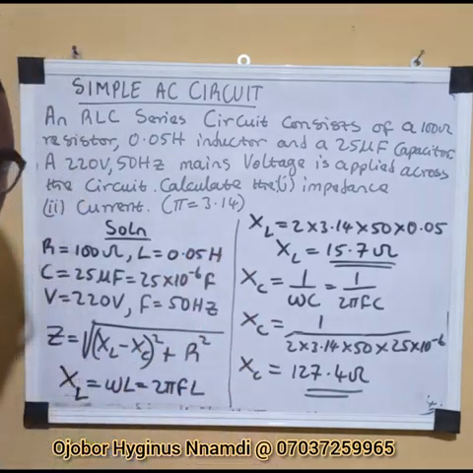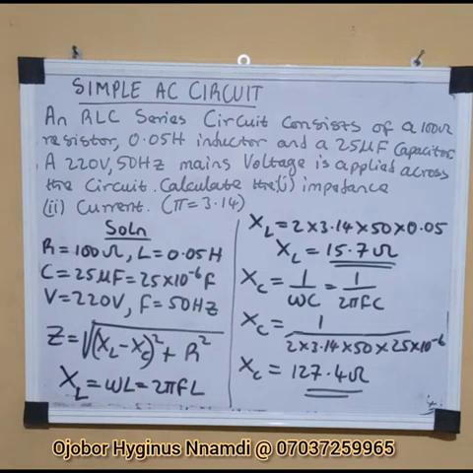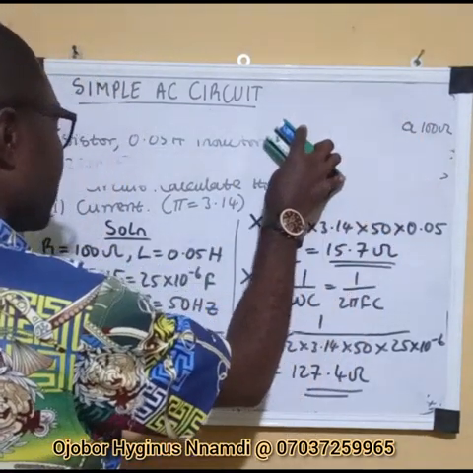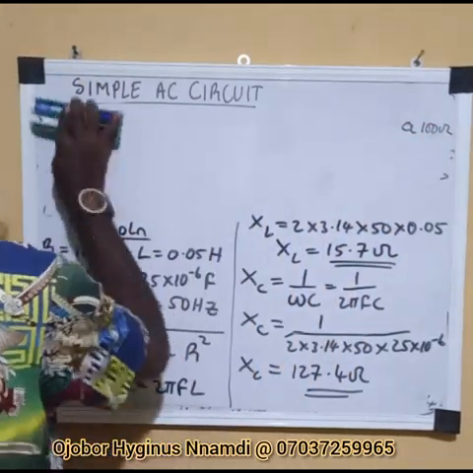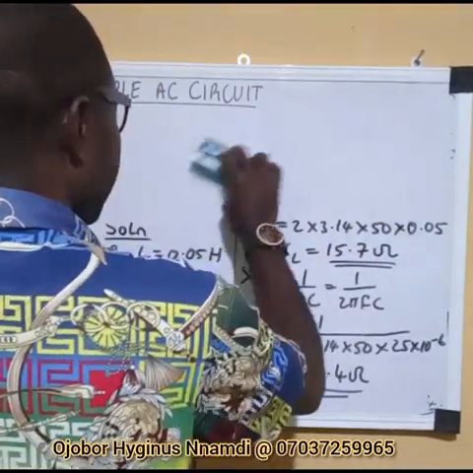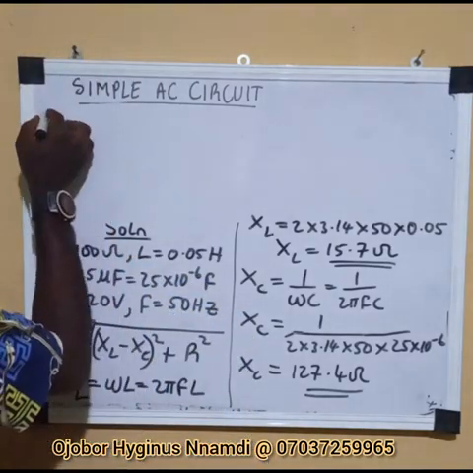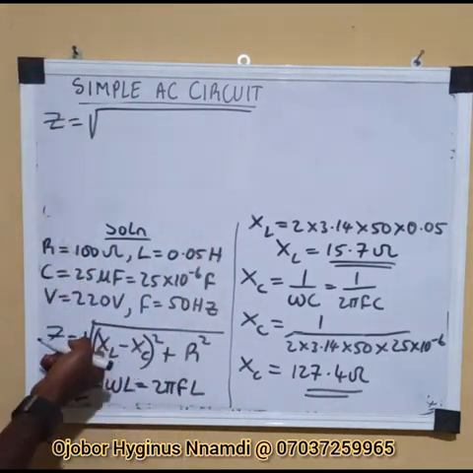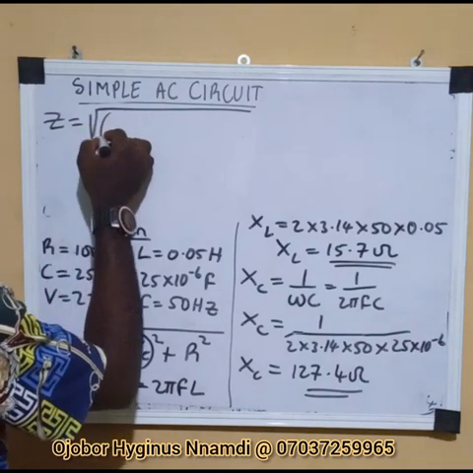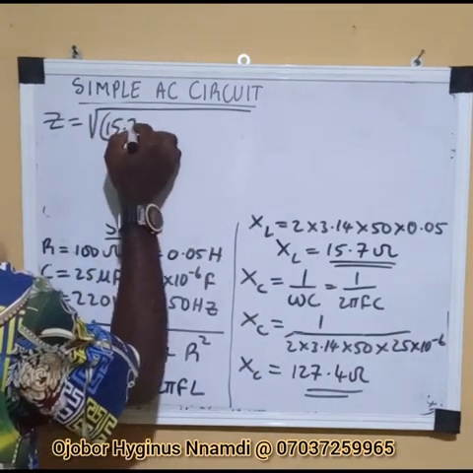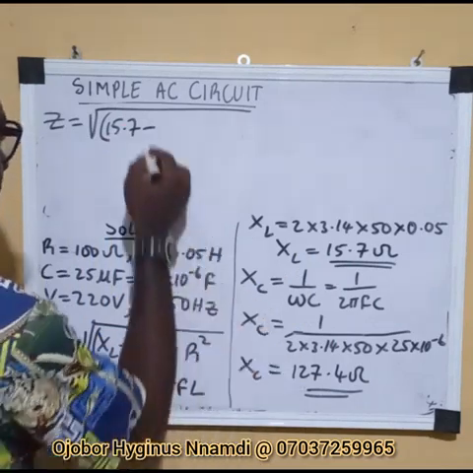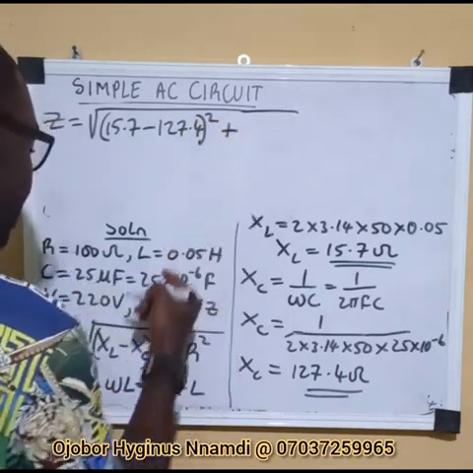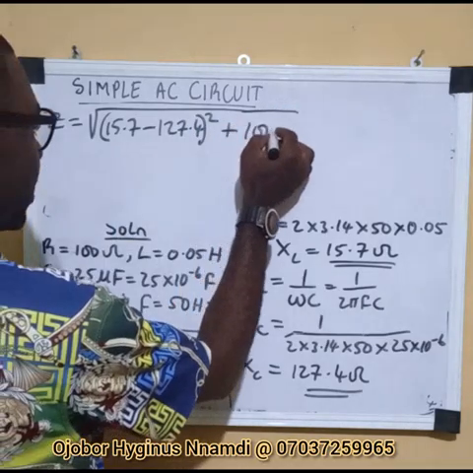I'm going to clean the question because we don't have space on our board. We are asked to find impedance and current. Take note of that. Let us not forget the impedance and the current. So from here, the impedance, which is Z, is equal to, substituting into this formula, the square root of XL, which we got as 15.7, minus XC, which we got as 127.4, all squared, plus R, which is 100, so we have 100 squared.